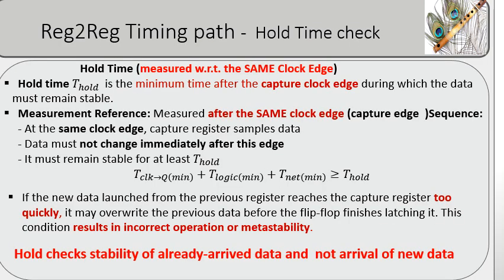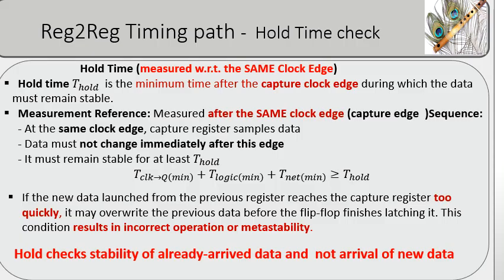This slide explains the hold time verification of a reg-to-reg synchronous timing path. Hold time is the minimum duration for which data must remain stable after the capture clock edge of the destination flip-flop. The hold check is always measured with respect to the same clock edge that captures the data.